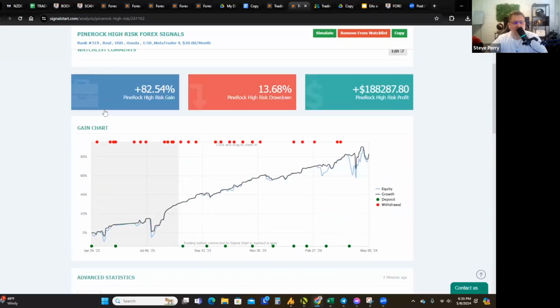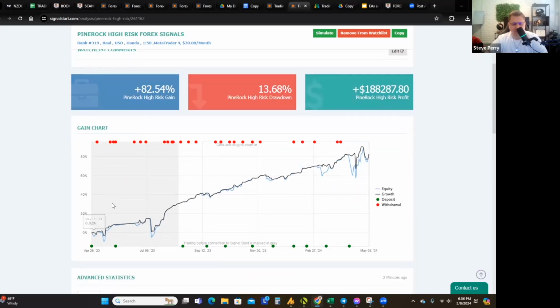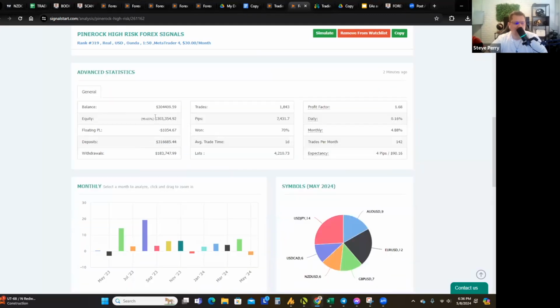When you scroll down, it'll have these big things down here. It'll be like, okay, this is how much money they've made. This is their biggest drawdown, and this is their percent gain over here on the left, and then on the right, this is how much money they've actually made. So they made $188,000 since the inception of this copy trader, which was about a year ago. So they made $188,000 in a year, which is great. That's fantastic. And they did it with basically 300K.